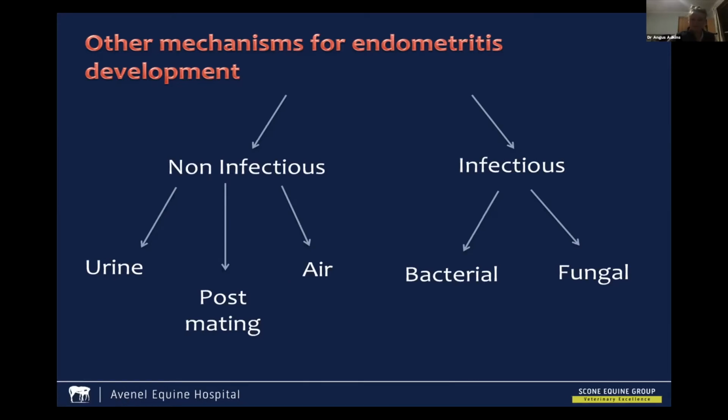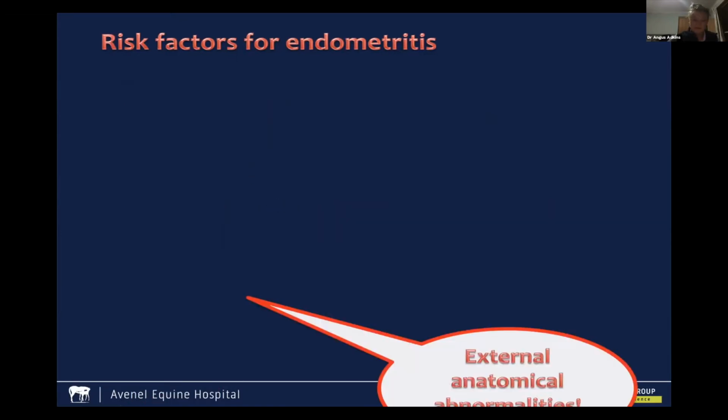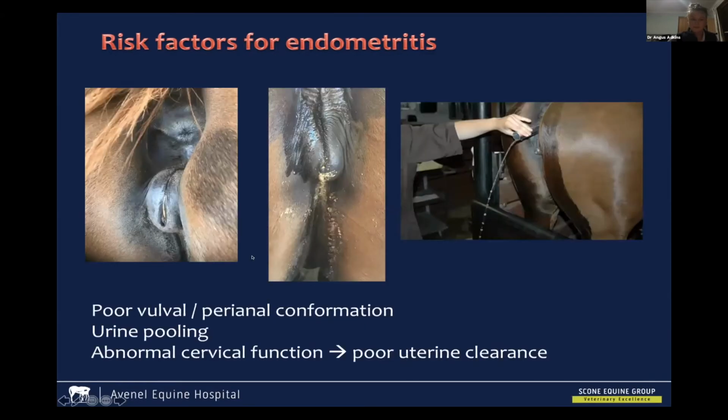And so external anatomical abnormalities are key to reducing the risk of endometritis developing. When we talk about external anatomical abnormalities, we're talking about mares with a very sloping vagina, either a poor vulval seal or a propensity to pool urine.